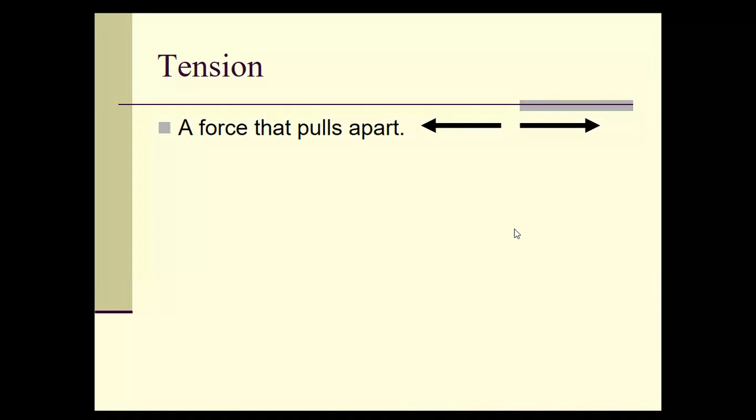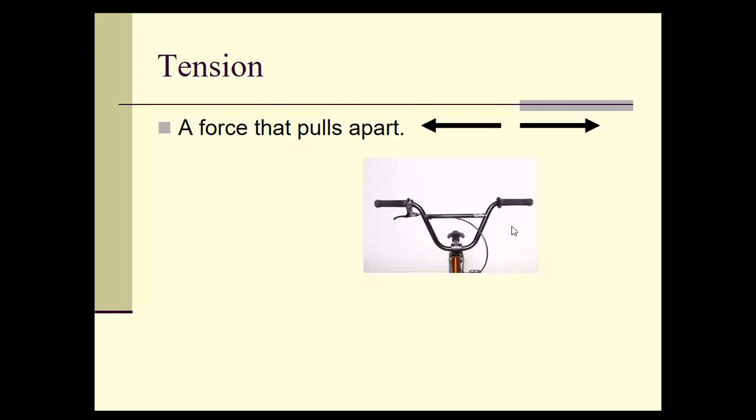The first is going to be tension. Tension is a force that pulls apart in two different directions, like the arrows. Tension is the way a bicycle lever works with the back brake. When we squeeze on that lever, it pulls on that cable, and that cable is going to pull those back brakes closed, which back brakes would be another force we're going to talk about. But when that happens, that cable is under the force of tension. It's being pulled apart in opposite directions.